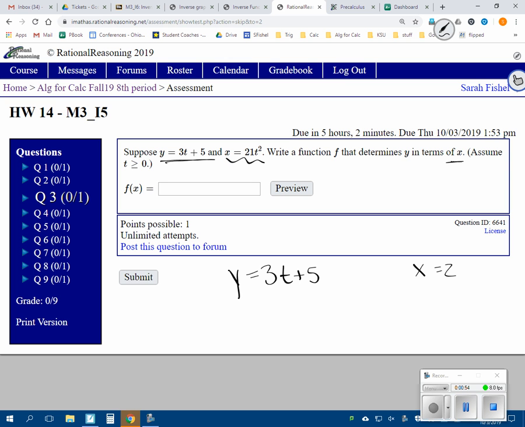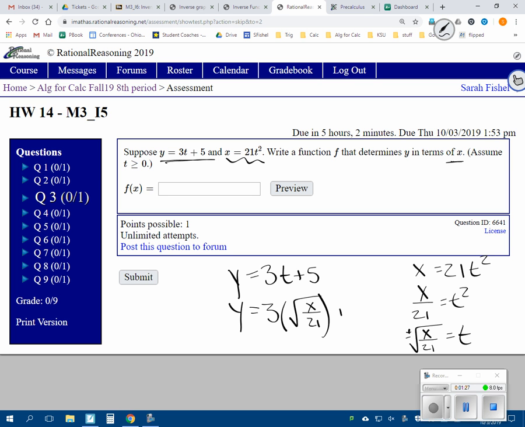Yes. Take your x equation and solve it for t. So you'd have x over 21 equals t squared. So you would have to take the square root, plus or minus, right, when you put a square root in. Okay, and then you could plug that in for your t. And I'm assuming they probably didn't have you use the plus or minus, just 3 square root. So that would be your answer. Are we okay with that? Yes.